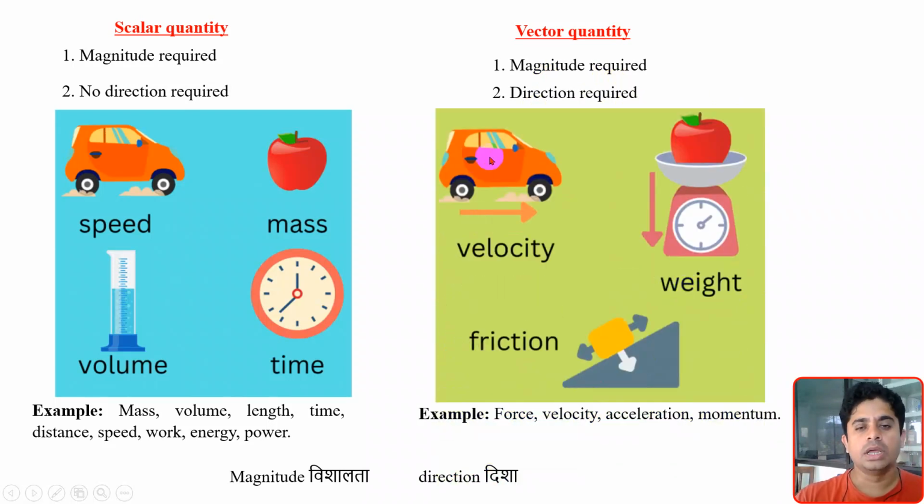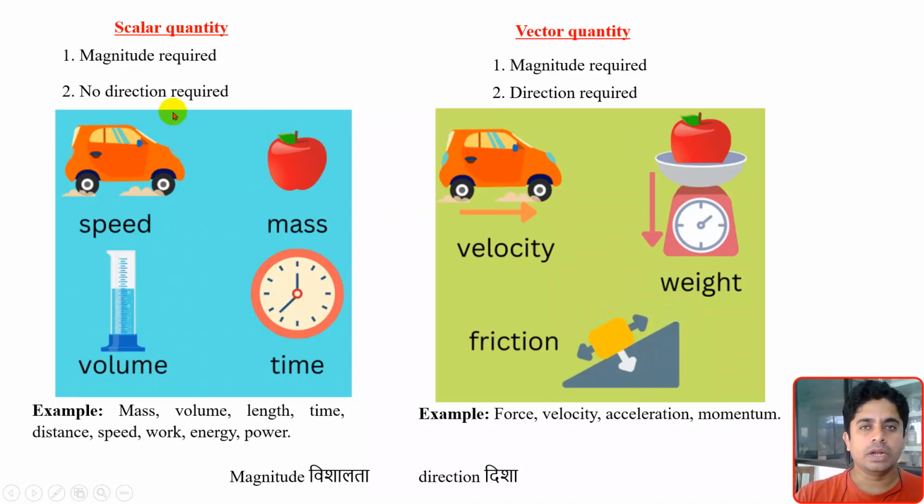As you can see in this picture, if I am talking about the velocity of the car, I have to give information about in which direction the velocity is. Or about this apple, if I am keeping it on a weighing machine, I have to say that the apple's weight is acting in the downward direction. Or about this block on an inclined plane, we have shown different arrows, this side, this side, this side. Every arrow has some meaning: frictional force, weight. For all those forces, I have to give information about the direction in which they act.